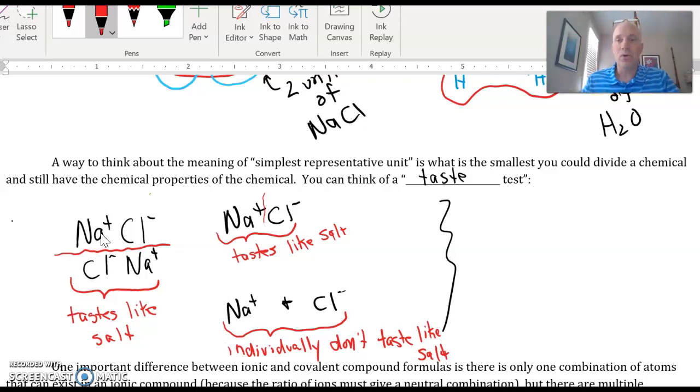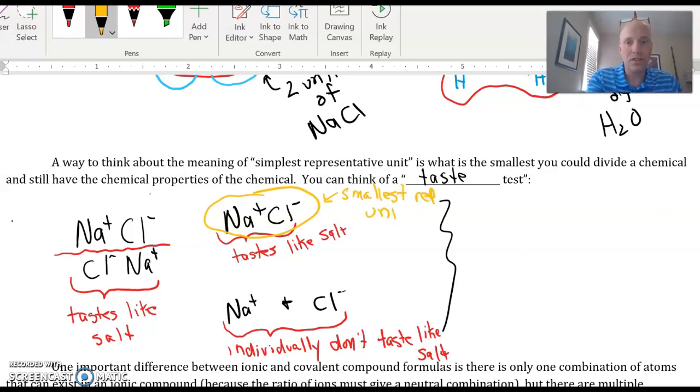So the question is, what is the smallest representative unit here that has all the properties of the compound? It's not this, because we could break it apart to this, which is just like this. But if you go any further, it's not going to be the same. So the smallest individual unit would be this right here.